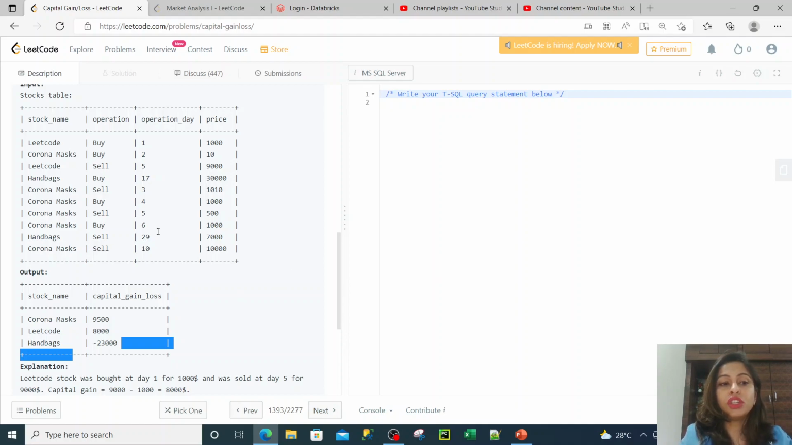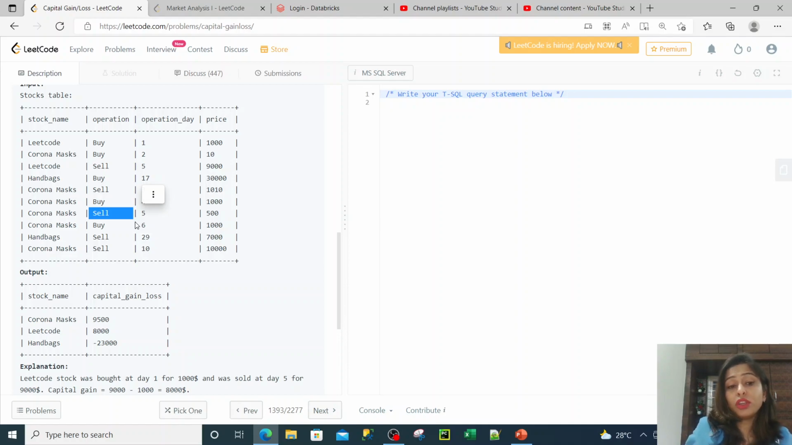Now this summation should have been done in a particular way. Let's say the operation is buy. You need to sum up all the buy operations, sum up all the sell operations, and then do sell minus buy. That will be your capital gain and loss, and everything will be grouped by the stock name. So this is the very first thing that can come to anybody's mind.